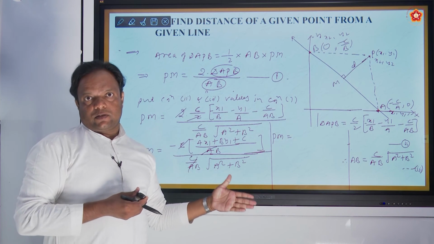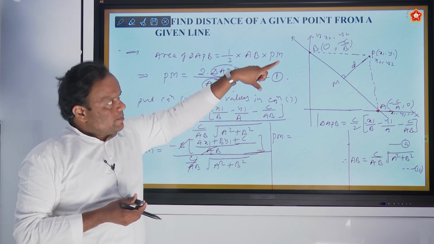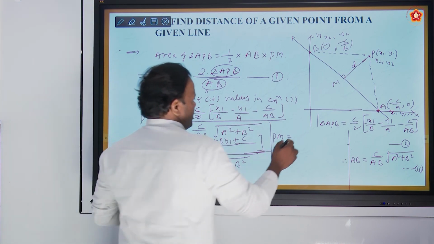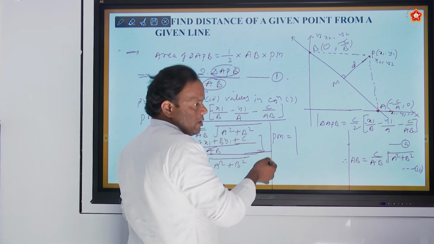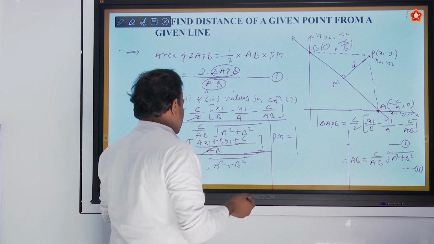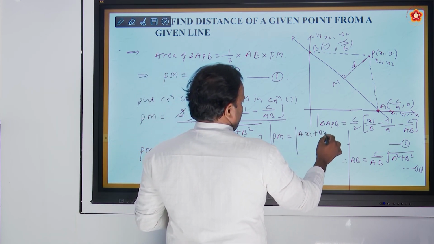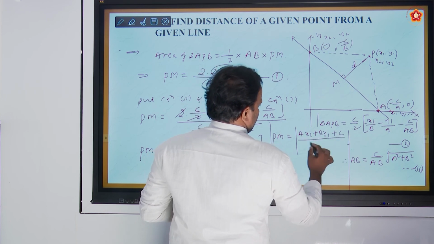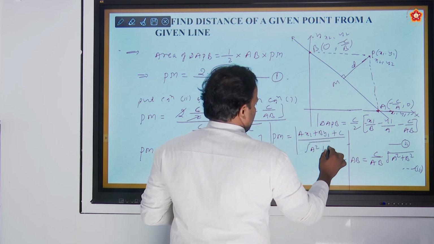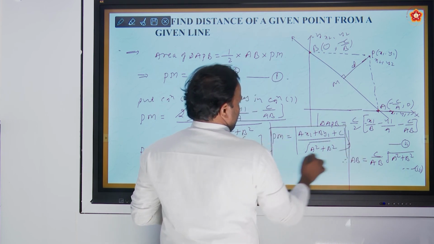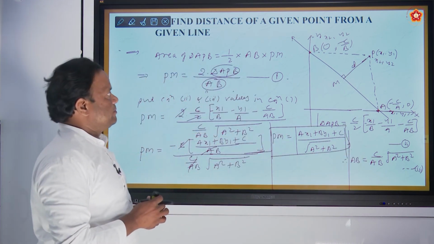Length is always positive. Don't write a negative sign. Write all in bracket. Therefore, use the mod, because when you write mod, that value is positive. PM is equal to mod of AX1 plus BY1 plus C dividing by root of A square plus B square. This is the length of perpendicular.